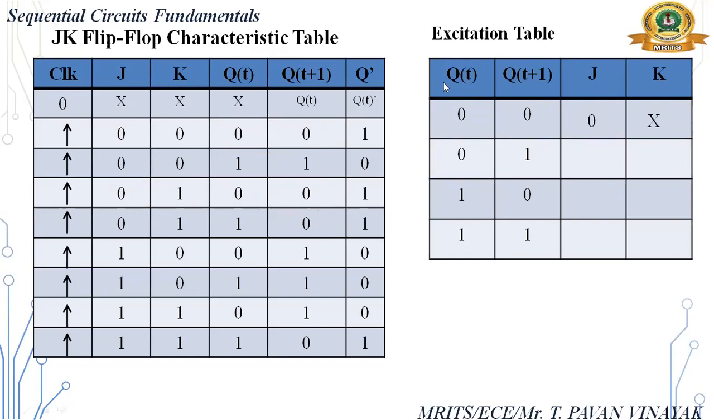Next, check for 0, 1. Where is 0, 1 available in these two columns? 0, 1 is available here and here. Now what are the values? 1, 0, 1, 1. So one is don't care and the other is always 1. So put 1 here and don't care here.